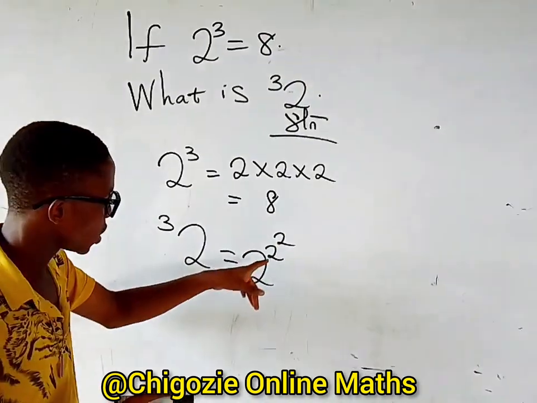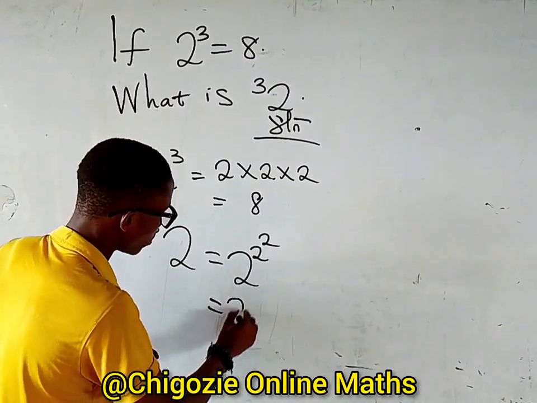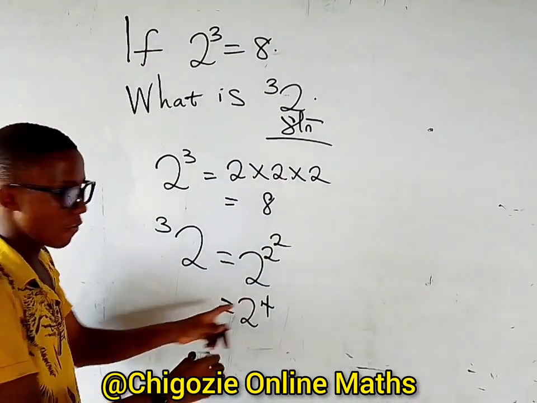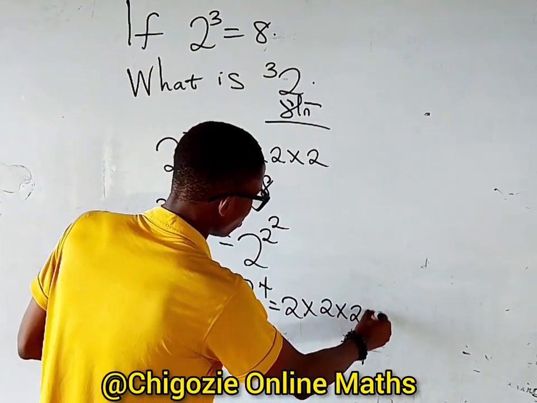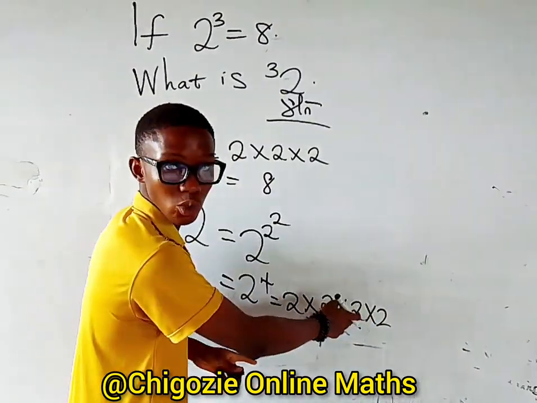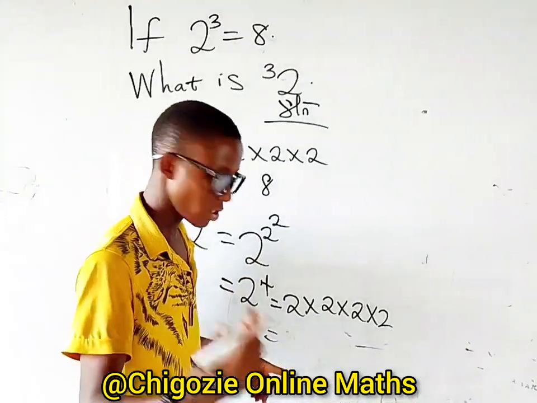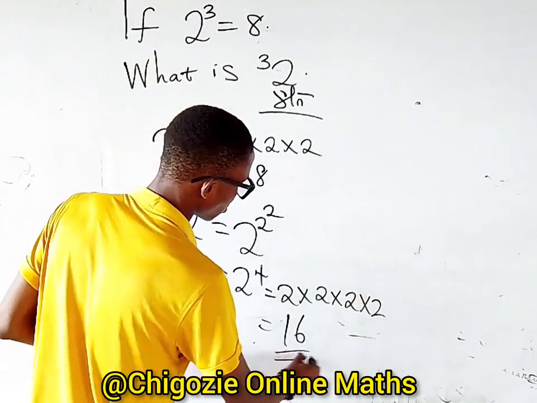So first of all, ask yourself, what is 2 raised to power 2? It's 4. So it will be equal to 2 raised to power 4. And 2 raised to power 4 is equal to 2 times 2 times 2 times 2. 2 times 2, 4. 4 times 2, 8. 8 times 2, 16. My answer is equal to 16.